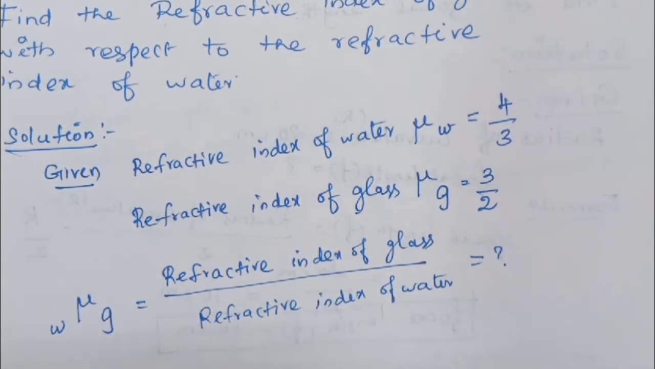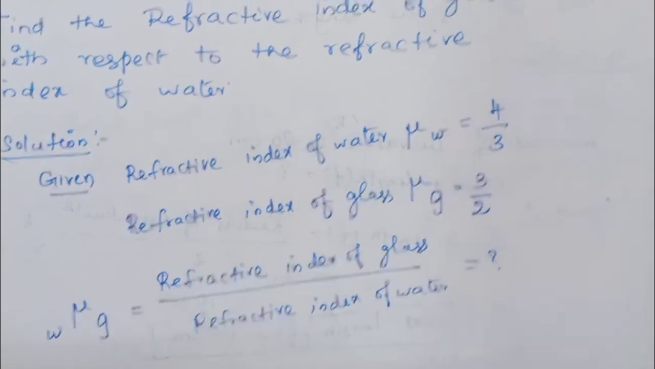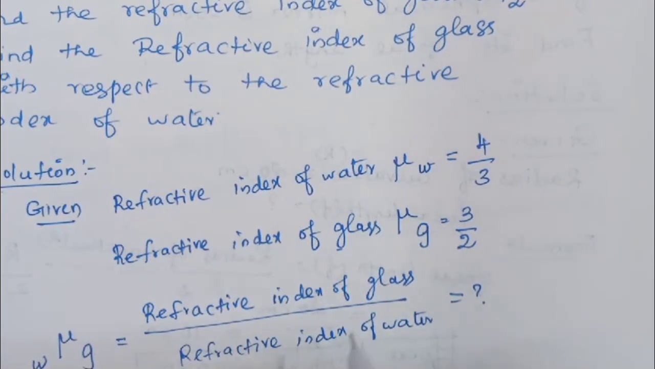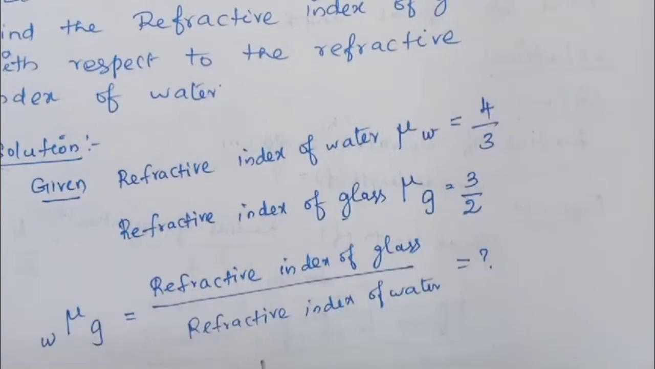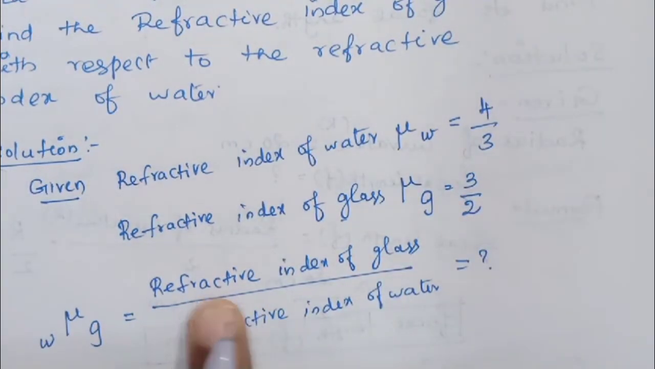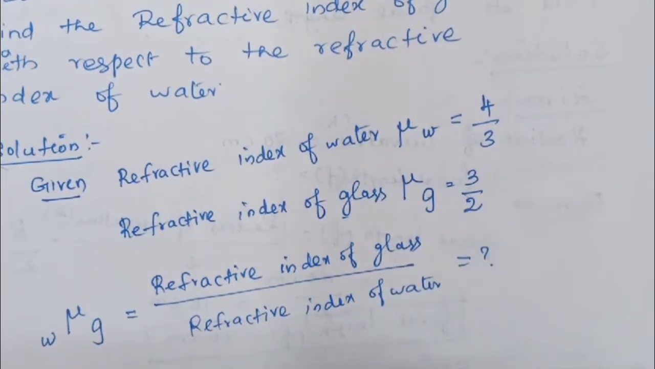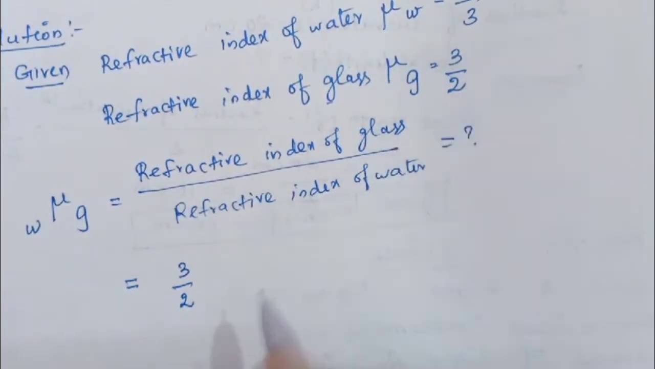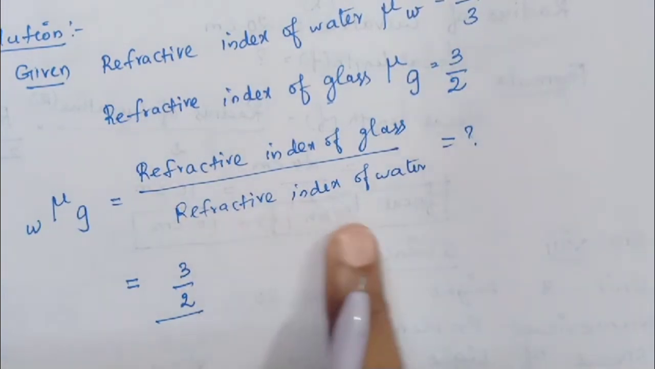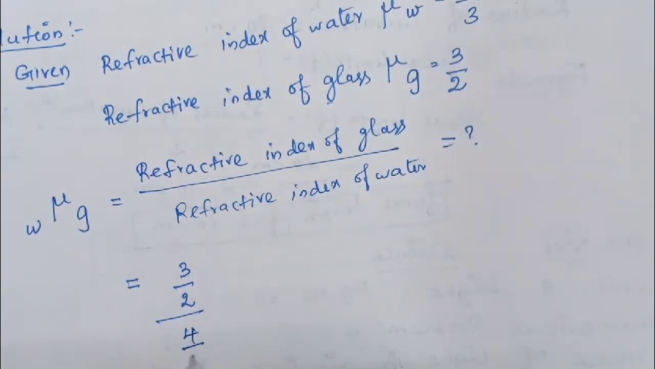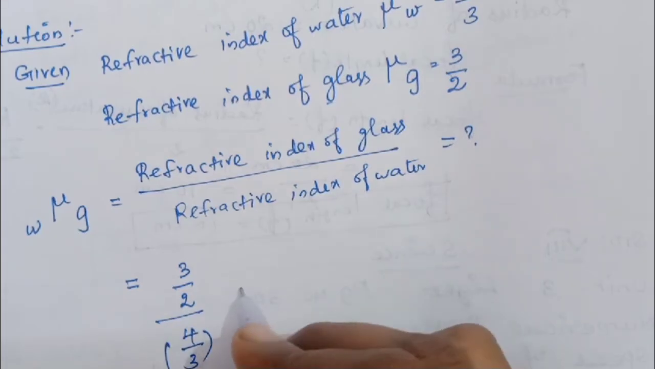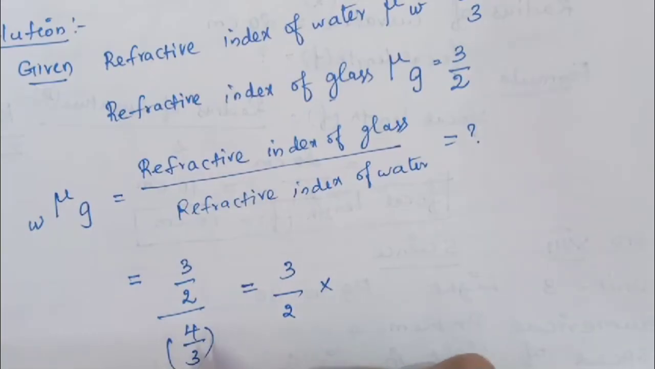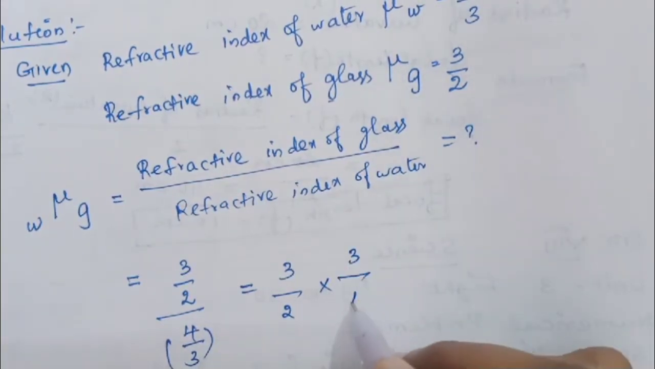In this one we have to substitute directly. No formulas, the refractive indices are already given. We have to calculate that ratio only. So refractive index of glass is 3/2 divided by refractive index of water, 4/3. Okay, so we can convert it: 3/2 multiplied by, here both terms will be changed, 3 divided by 4.